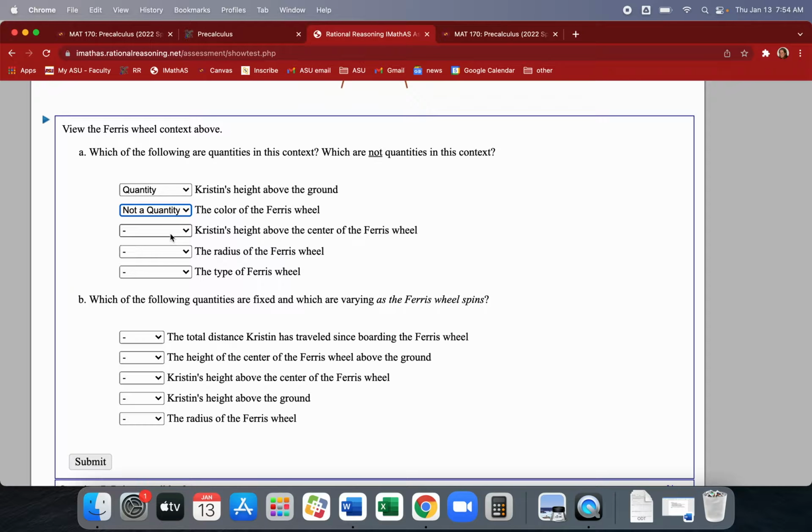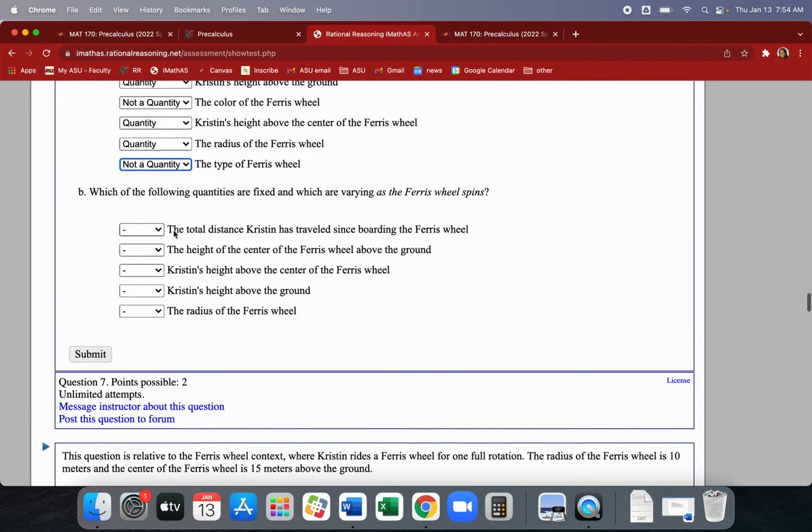Kristen's height above the center of the Ferris wheel. Yeah, that's a quantity. The radius of the Ferris wheel? Quantity. Yeah, and all of these 3 that we've picked as quantities so far, and we said there were only 3, so I'm guessing you say the type of Ferris wheel is not a quantity. These are all the same sorts of measurements, some sort of linear measurement: meters, feet, inches, millimeters, miles, pick some sort of length or distance measurement, and that's what we would measure these in if I wanted to do more with them, which we probably do.